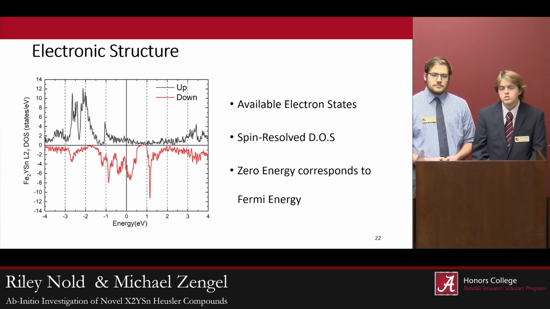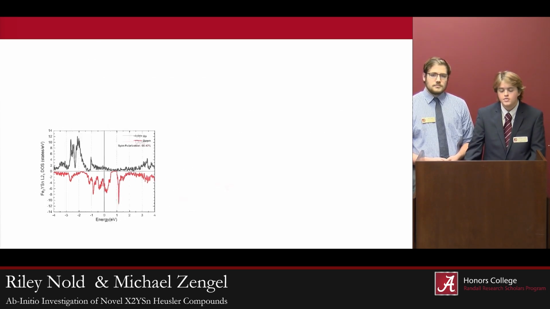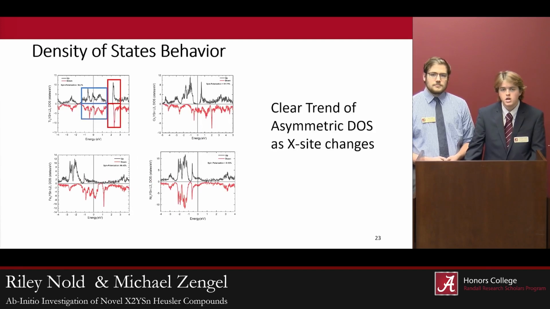Also to note, on our graphs, the zero energy corresponds to the Fermi energy, or the energy of electrons conducted through the material. Now, more specifically on this graph, you can clearly see that in the spin down state, there is a certain number of electron states available. However, in the spin up state, there's a lack of states. We call that, in the spin up state, a valley of states, while in the spin down state, there's a peak.